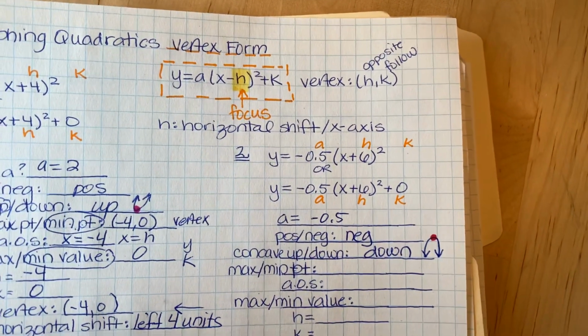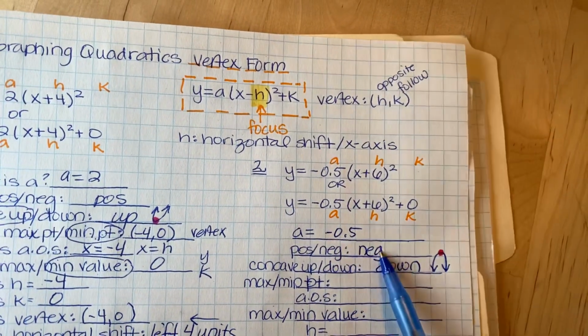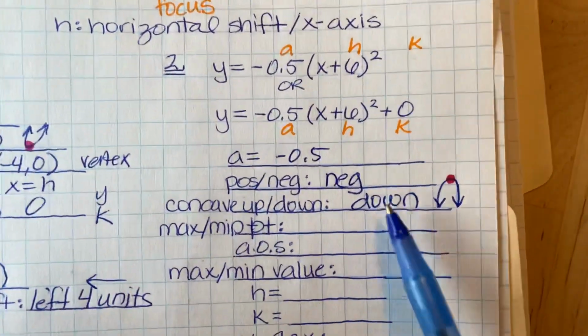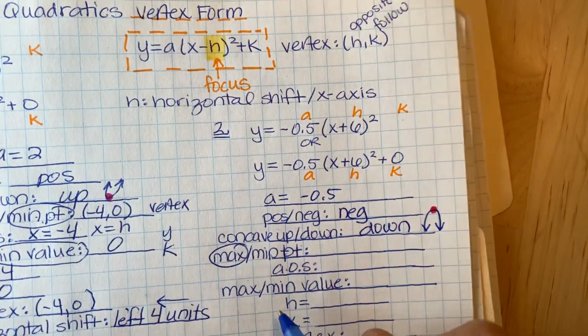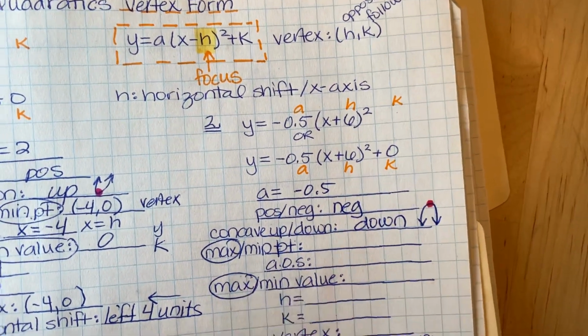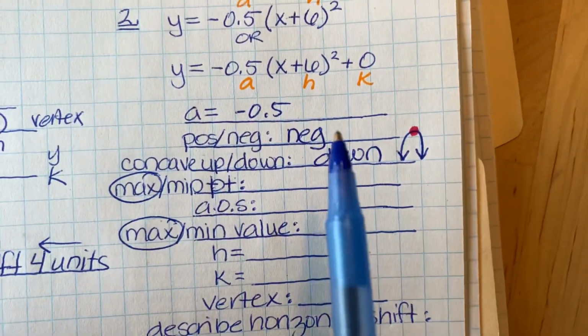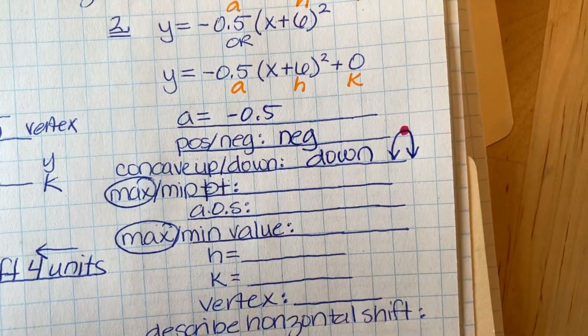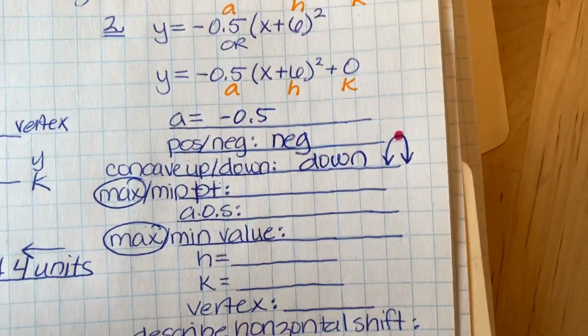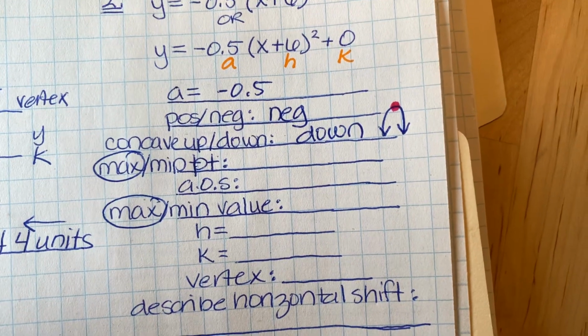Okay, so if you have a negative a value, it is concave down, which means you have a maximum point, and thus you have a maximum value, right? So down goes with max, up goes with min, okay? We'll get to that.